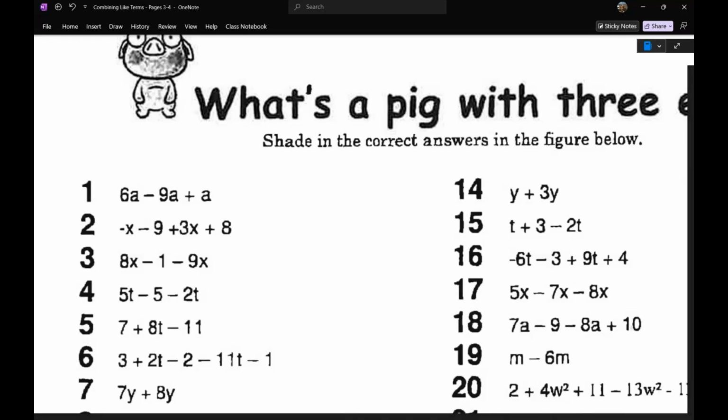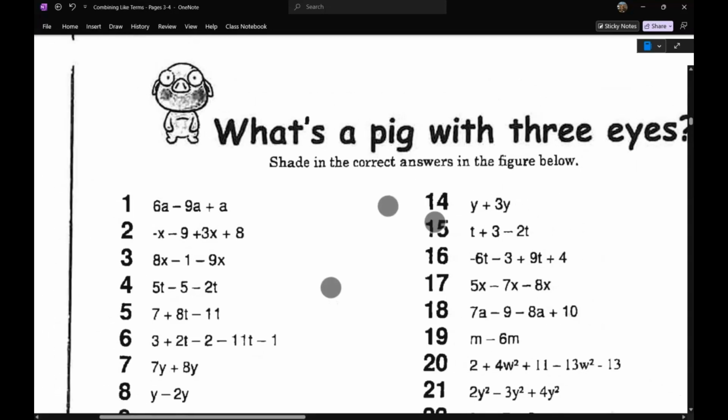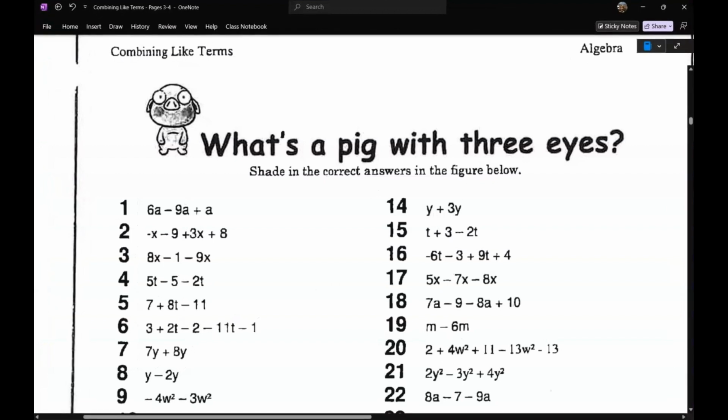So the first one is 6a minus 9a plus a. You guys remember that if there's not a number in front of a variable, we know it's a 1, so that's really a 1a. These all have an a in them, so we can just combine the numbers. 6a minus 9a plus 1a. So 6 minus 9 is -3, plus 1 is -2a. That's our answer.